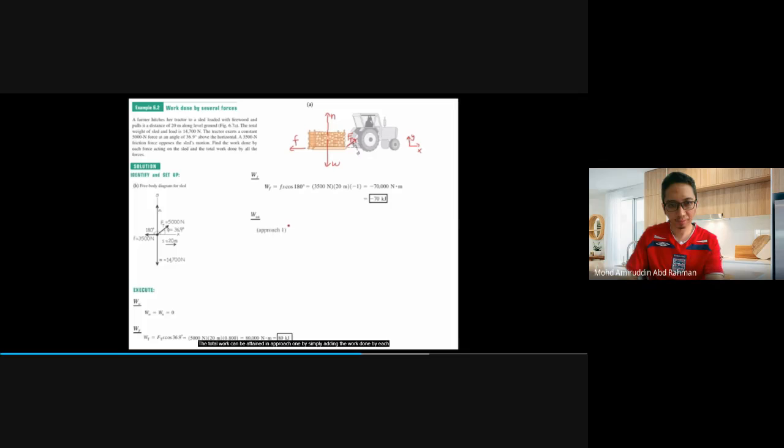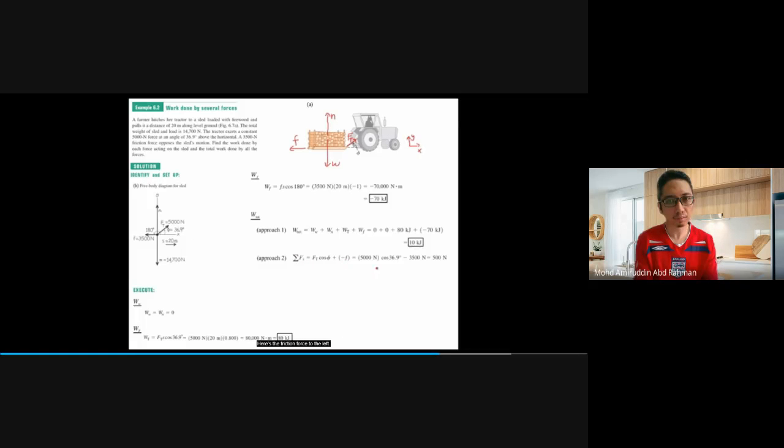The total work can be attained in approach 1 by simply adding the work done by each of these forces, as shown here, and I get 10 kilojoules. A second approach is to actually calculate the net work done, using the net force in each direction. So the net force in the x direction is obtained from the components of each force in that direction. So I'm going to have an F_T cosine phi for the x component of the tension force. Here's the friction force to the left. Put in the numbers and I get 500 newtons.